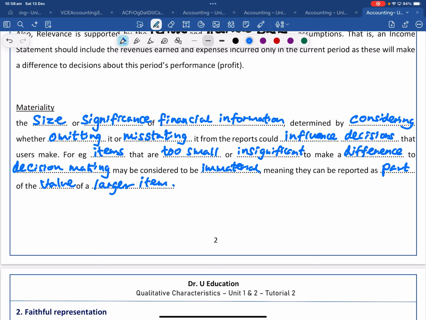If it is not going to change that particular thing, like let's say our mistake is not going to influence their decision, then that means it's not material, immaterial. Right? An example of material? Example I'm going to give you right now.